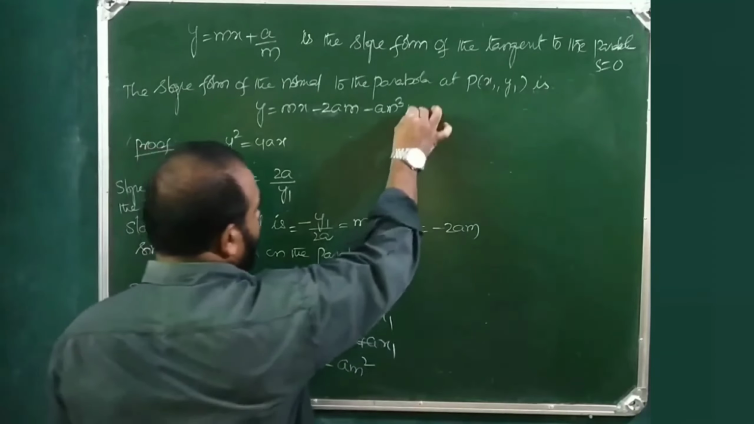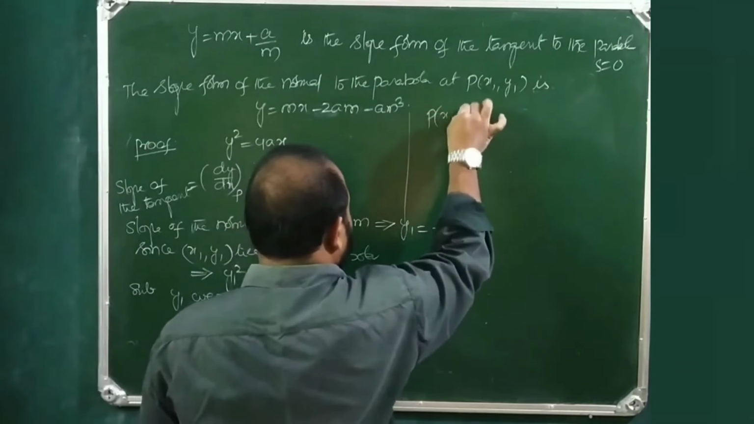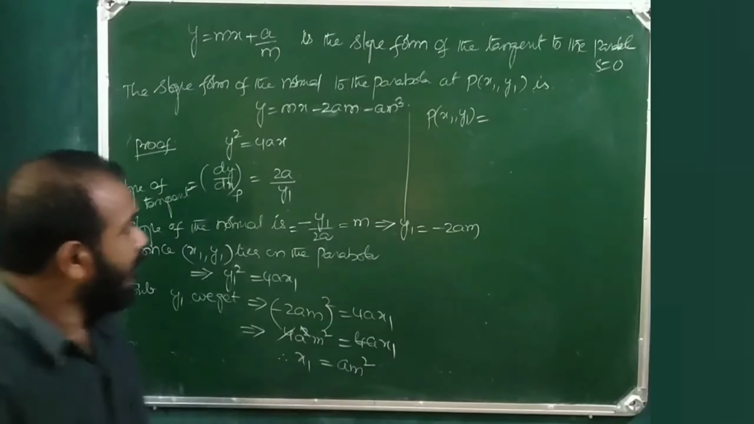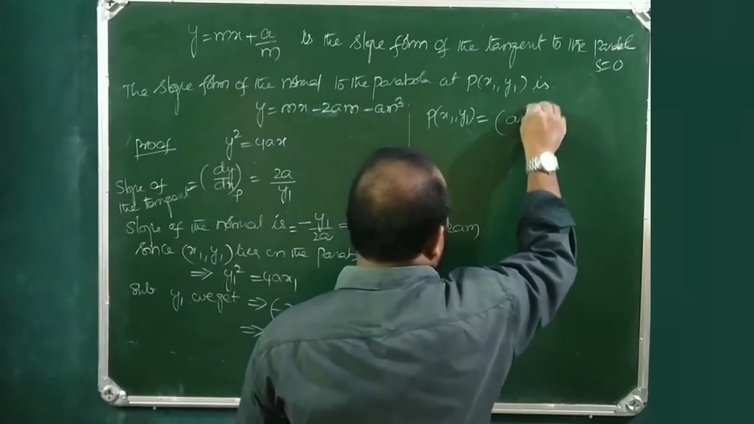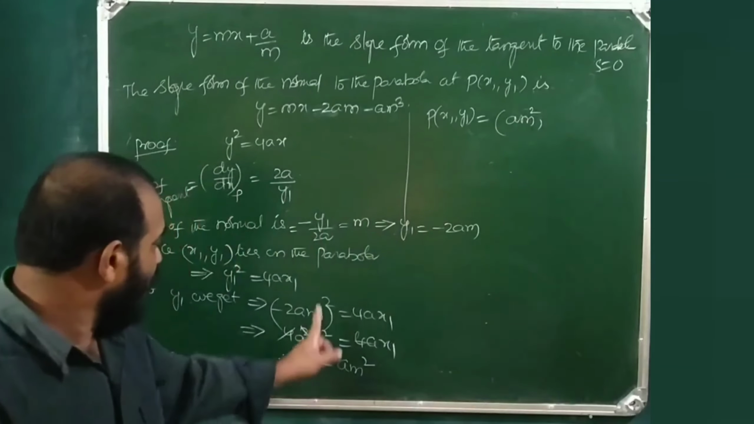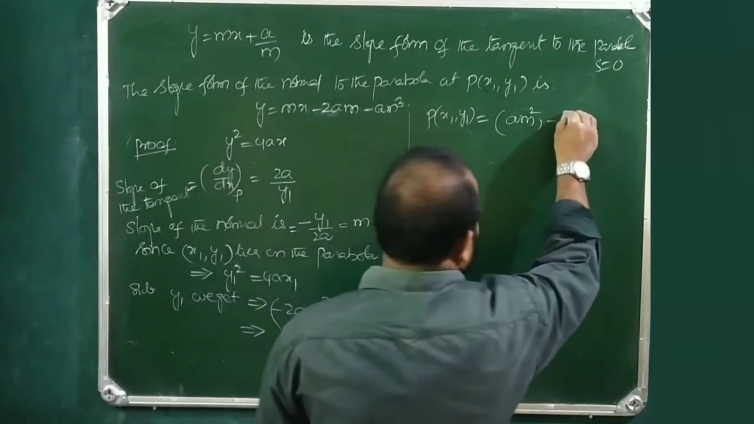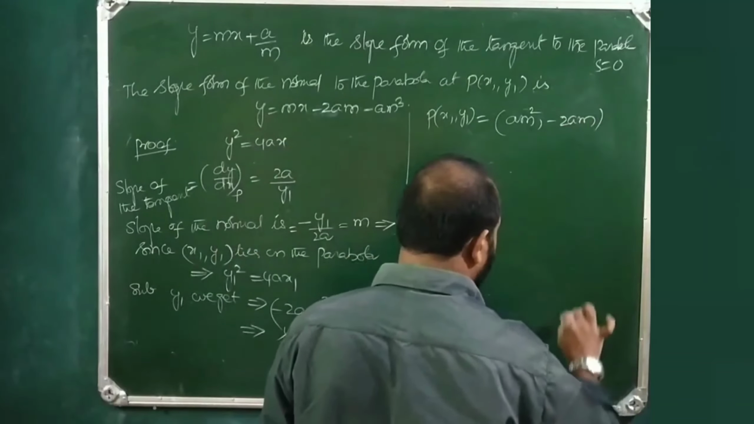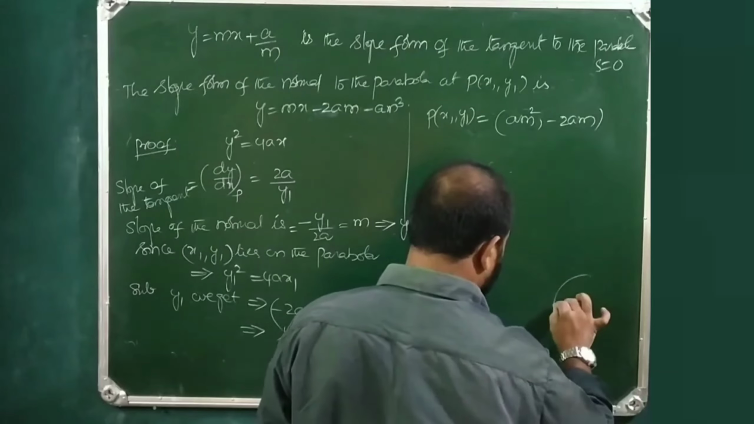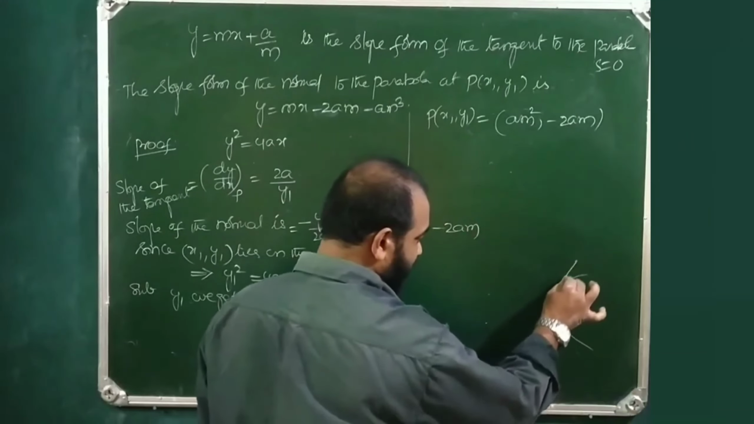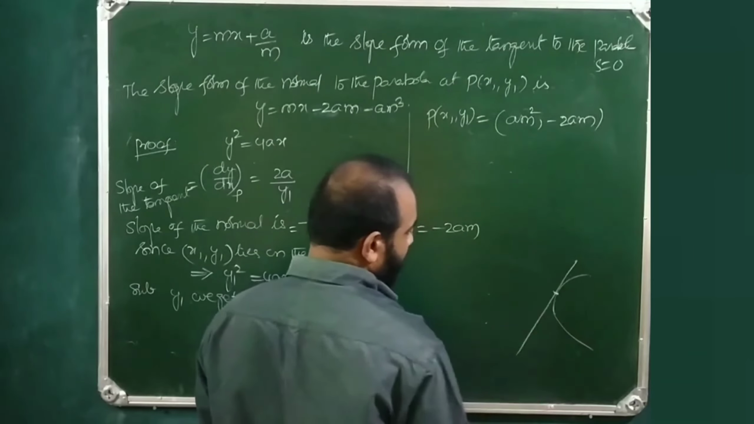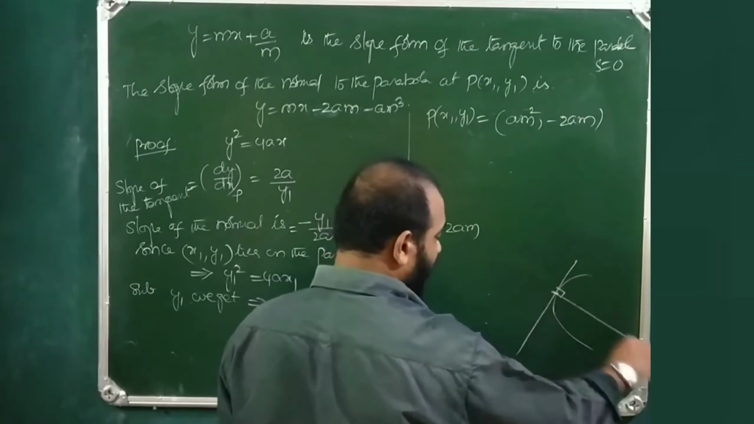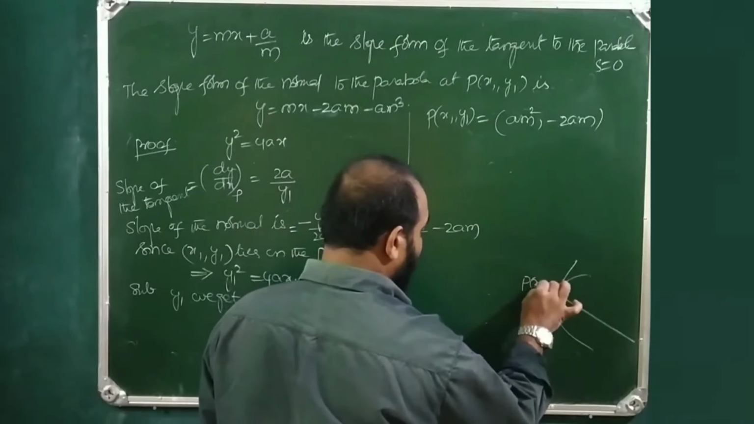Therefore, we get P(x1, y1) to be (am², -2am). Now we are trying to find the equation of the normal. That means the parabola is this. This is our tangent, and this is our normal at P(x1, y1).